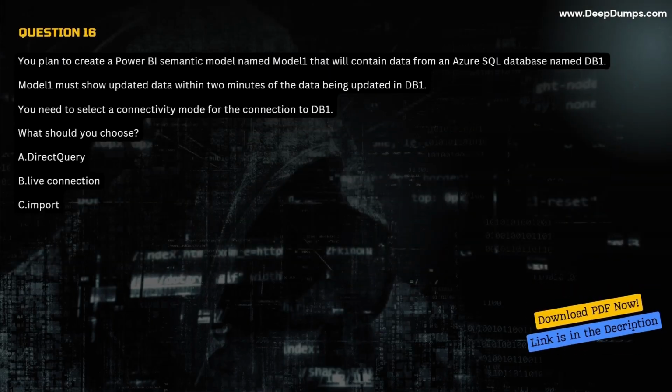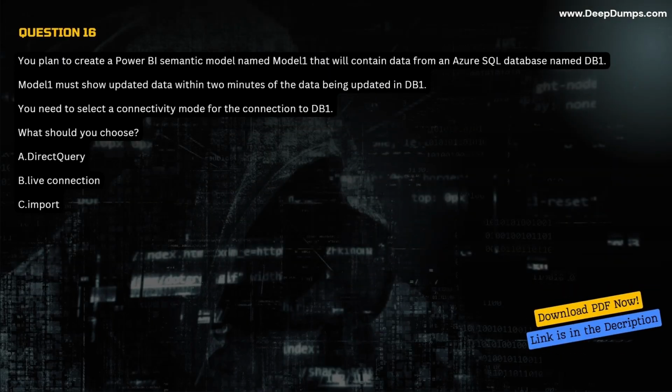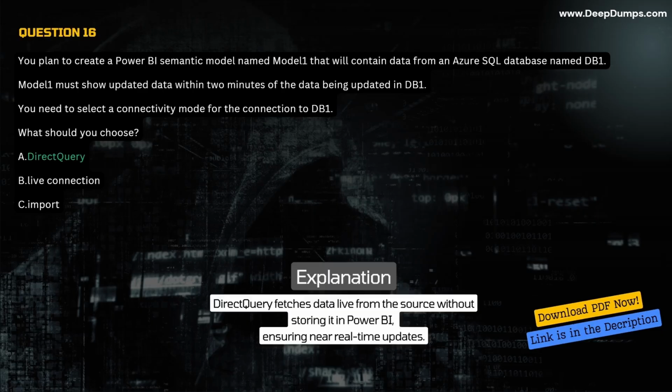Question 16. You plan to create a Power BI semantic model named Model 1 that will contain data from an Azure SQL database named DB1. Model 1 must show updated data within 2 minutes of the data being updated in DB1. You need to select a connectivity mode for the connection to DB1. What should you choose? A. Direct query. B. Live connection. C. Import. Correct answer is A. Explanation. Direct query fetches data live from the source without storing it in Power BI, ensuring near real-time updates.